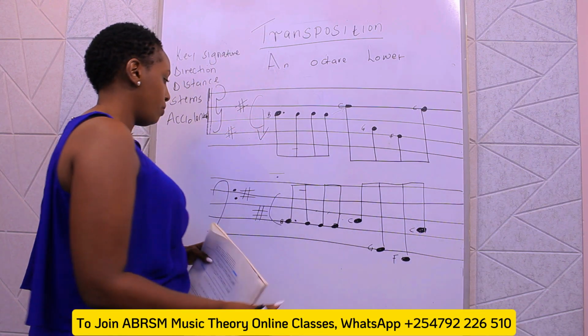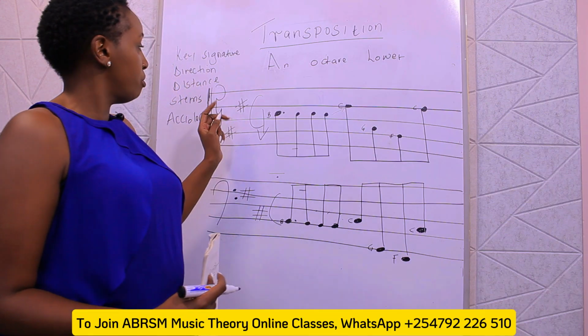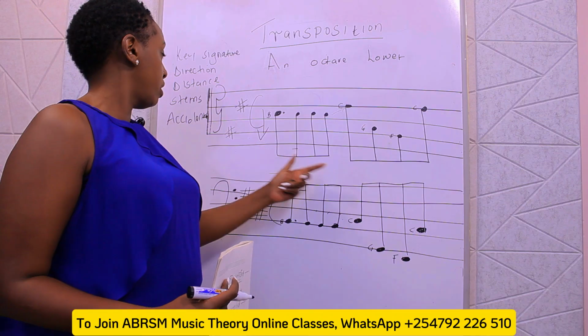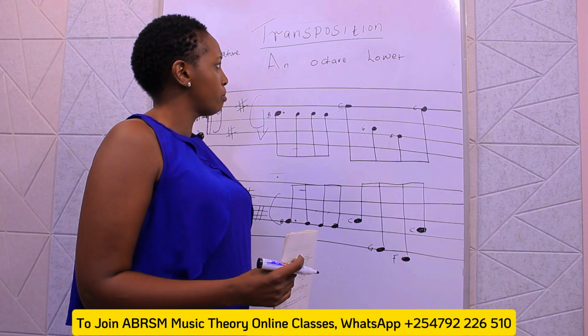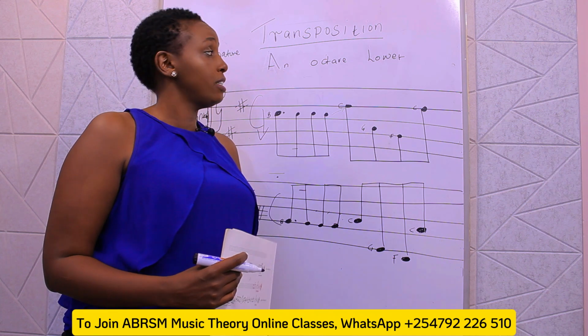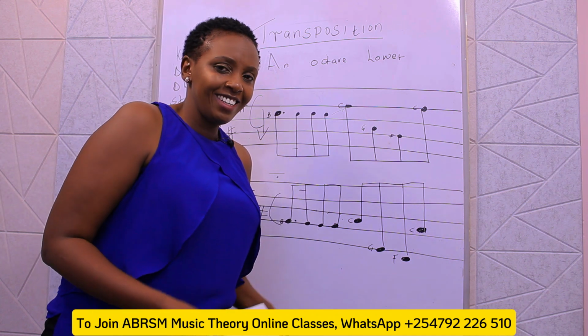And that's it. Once you have done your octave lower, now maybe it's to put the directives if they are there. We have already put the stems, the distance, and all. And that's it about transposing an octave lower. Now we go to transposing a minor second, a major second, a minor third, and a perfect fifth on our next lesson.